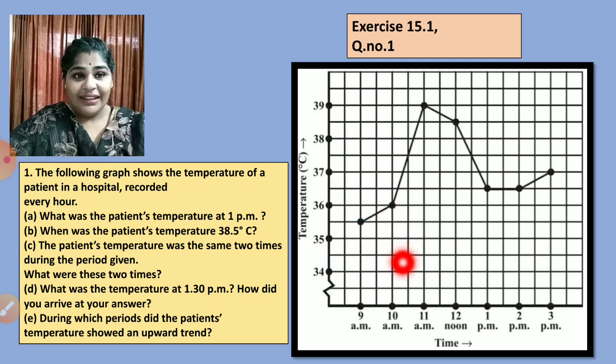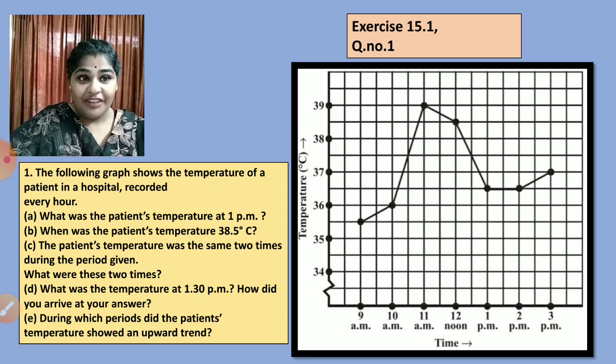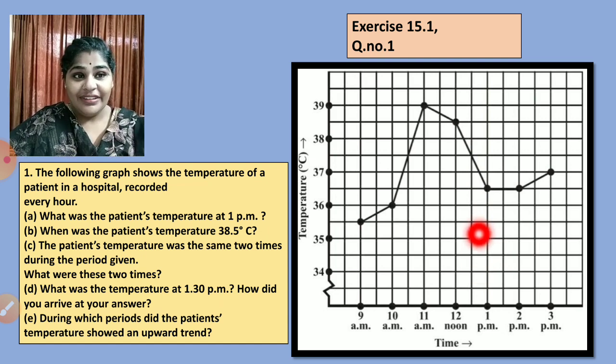Next one, at 10 a.m. it was 36 degrees Celsius. Next, at 11 a.m. it was 39 degrees Celsius. Next, at 12 noon it was 38.5 degrees Celsius. And next, at 1 p.m. it was 36.5. Again you can see, children, there is no change in the temperature over here.